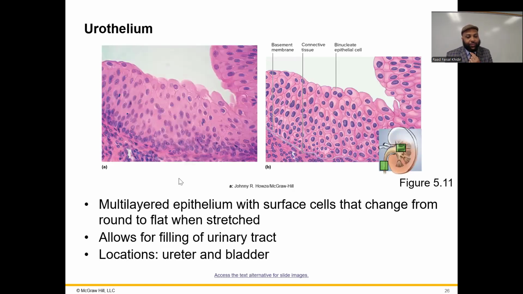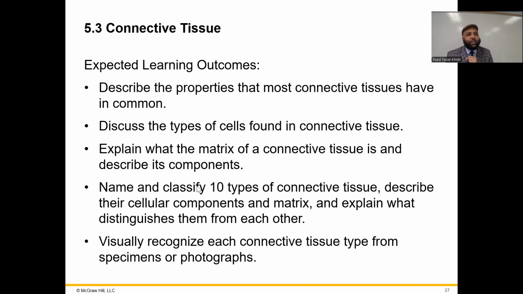This is the urothelium. That is a multi-layered epithelium with surface cells that change from round to flat when they are stretched. It allows for the filling of the urinary tract, and the locations are the ureter and the bladder. Now we're done with the epithelium tissue. Now we'll talk about the connective tissue.